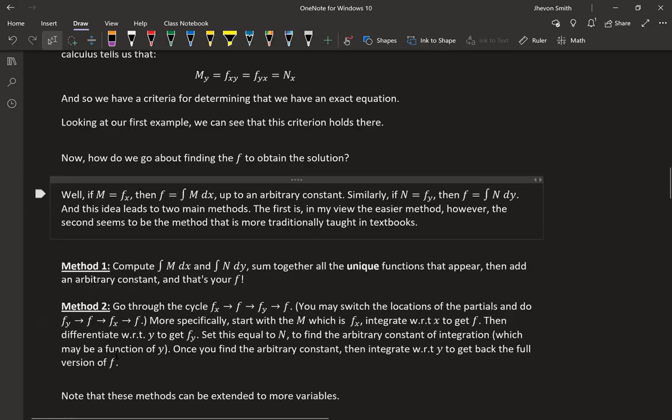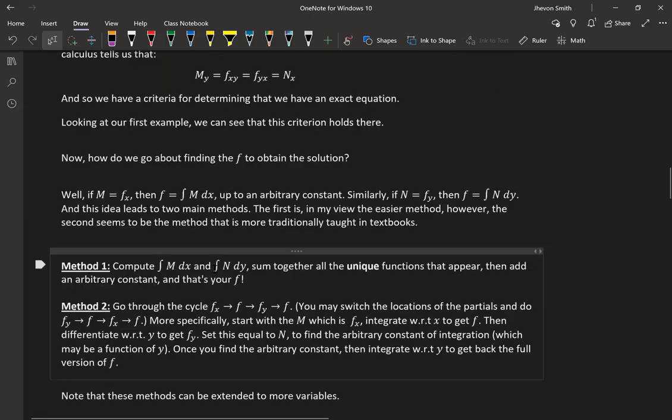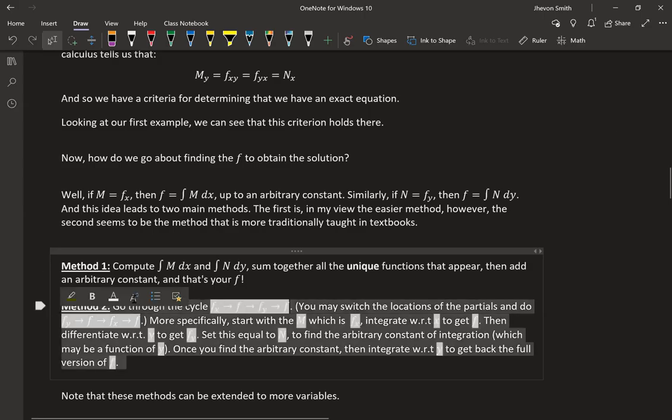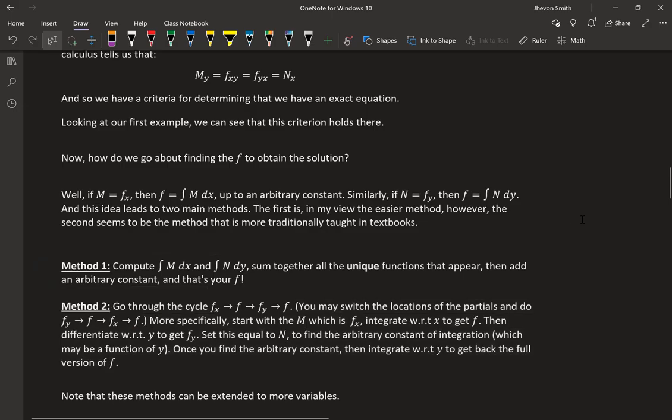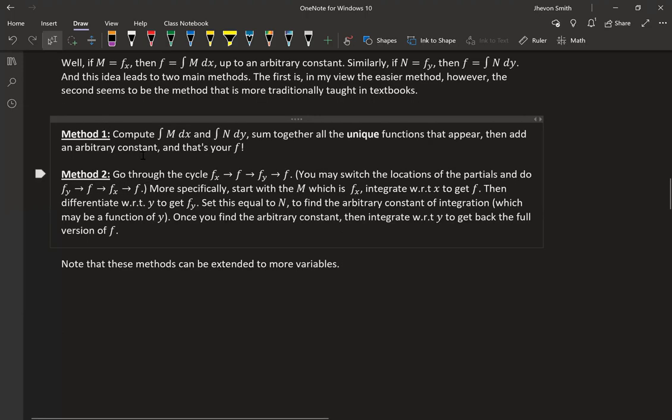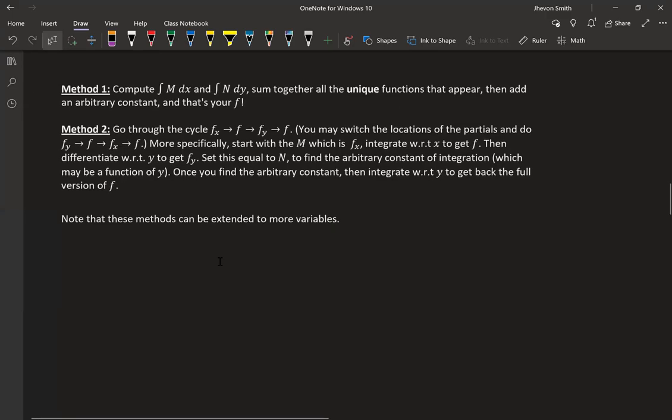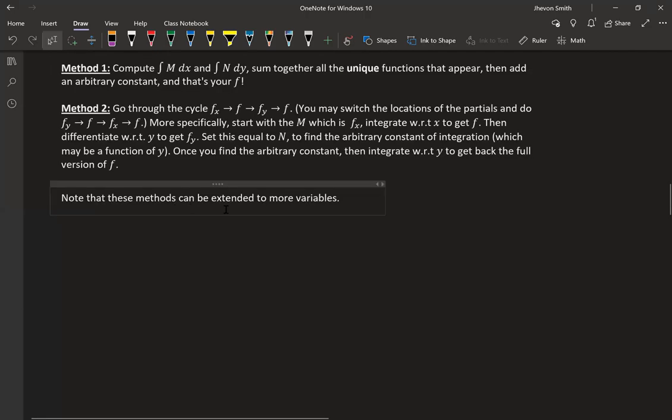leads us to two main methods, method one and method two. Now, method one is the one that I prefer and would recommend. I think it's a lot easier. Method two is the method that is more traditionally taught. Chances are if you did this in 213 or 392, and even in your textbook, method two is the one that is taught in the textbook for this class. For some reason, that's the one that most people go towards. However, it's actually more complicated than the first method. I'm going to show you how to go through these methods in order to find the solution.